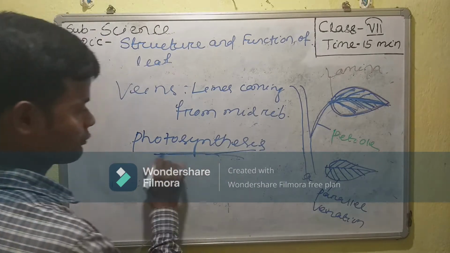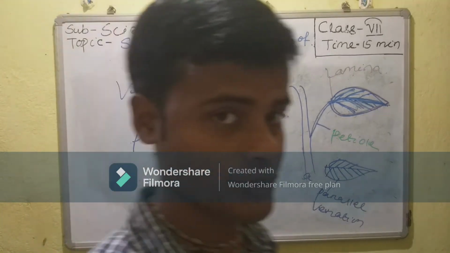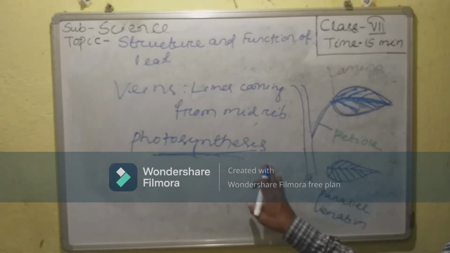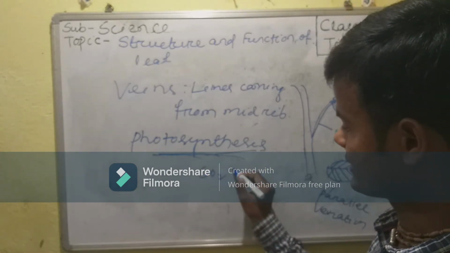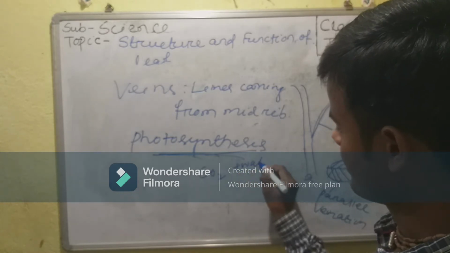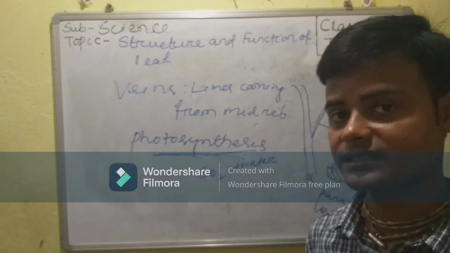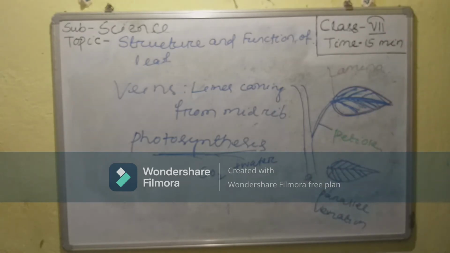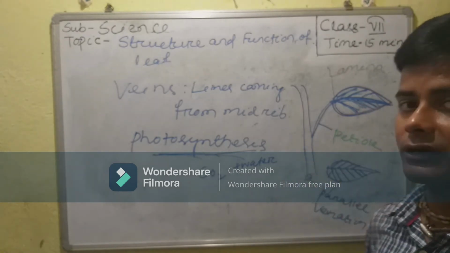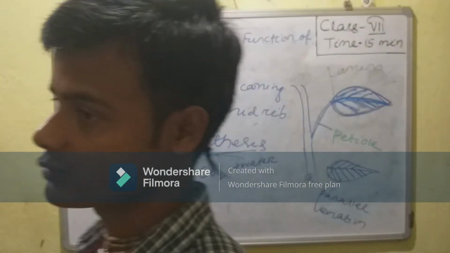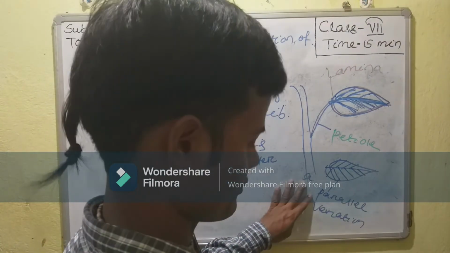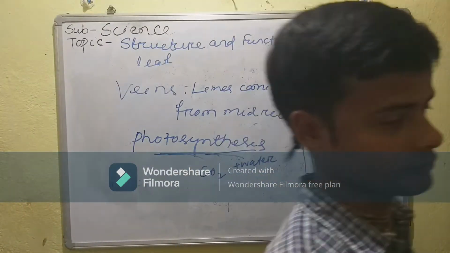I'm just reminding you what photosynthesis is: the process in which green plants prepare their own food material by using carbon dioxide and water in the presence of sunlight. Right? In the plant's leaves there are chlorophyll pigments. By this pigment, plants prepare their own food material. So plants are known as autotrophs. It is the basic function of the leaves.